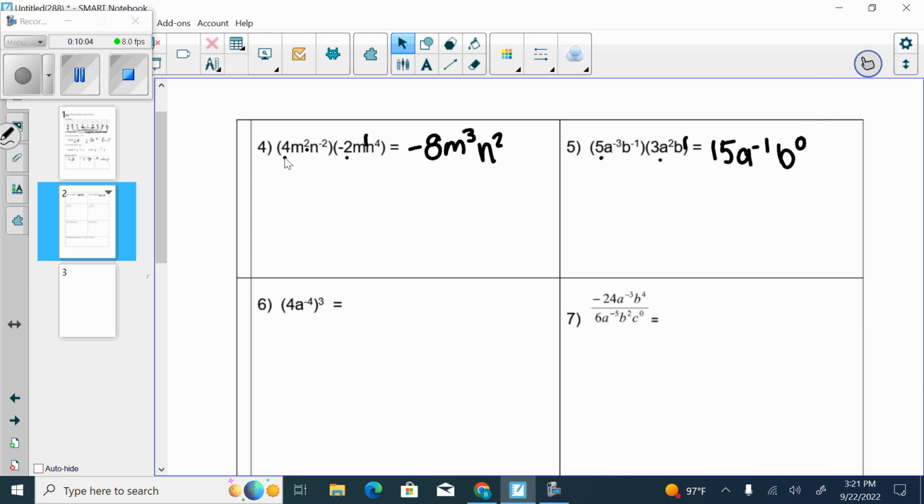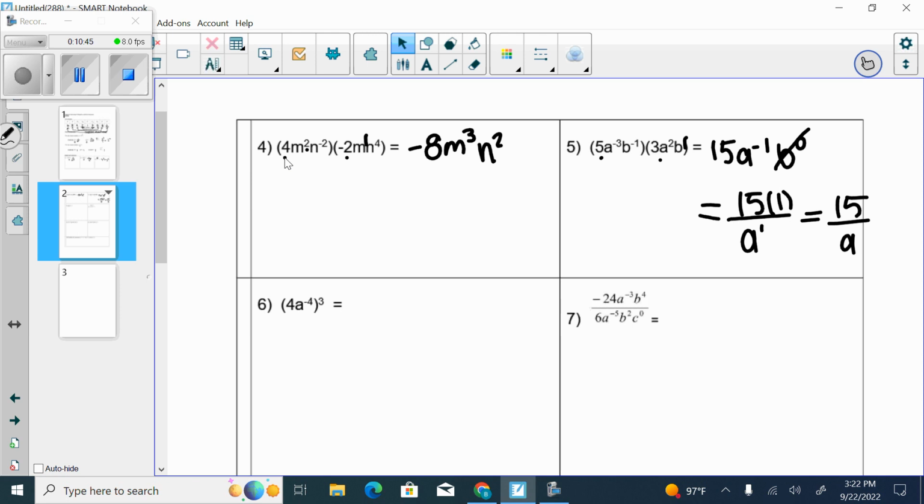Is there anything wrong with the 15? No, I'm going to leave the 15 where it is. What about that a with a negative exponent? How do I fix that? Move it down. So now I'm going to put an a in the bottom, or an a to the first. You can put the 1 if you want. And I have b to the 0. Well, anything to the 0 power is just 1. That whole thing is gone, and it just becomes a 1, right? So 15 times 1, well, that's still just 15. So basically, anytime you have something go to the 0 power, it's just gone.